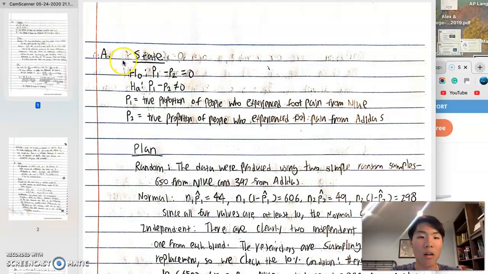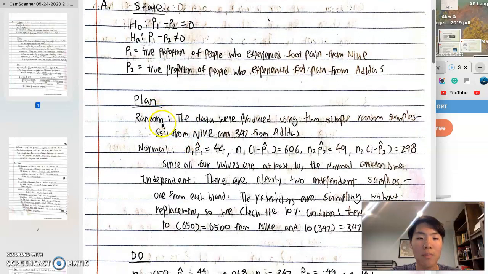So part A. I first said state. The null hypothesis means P1 minus P2 equals 0, and the alternate hypothesis means that P1 minus P2 does not equal 0. P1 is the true proportion of people who experience foot pain from Nike, and P2 is the true proportion of people who experience foot pain from Adidas.